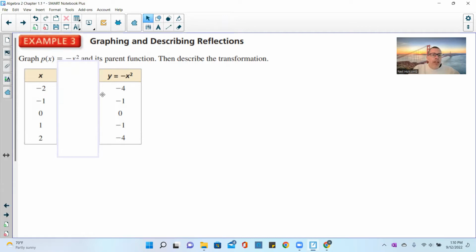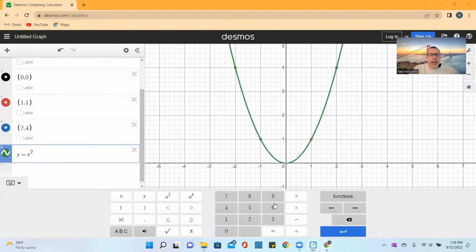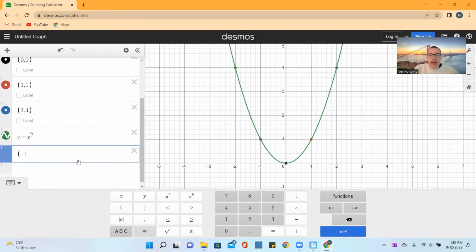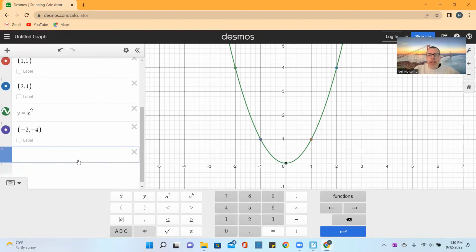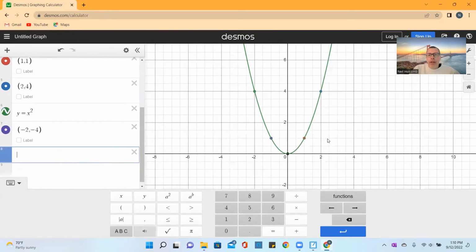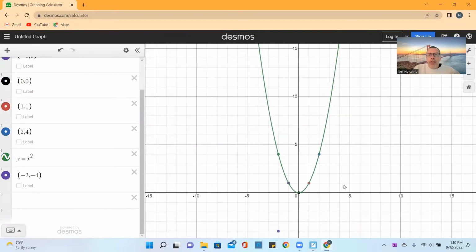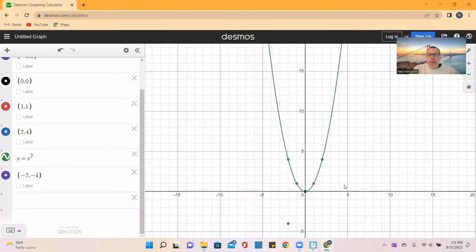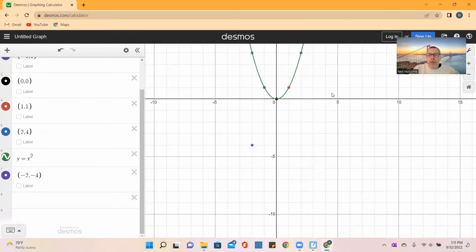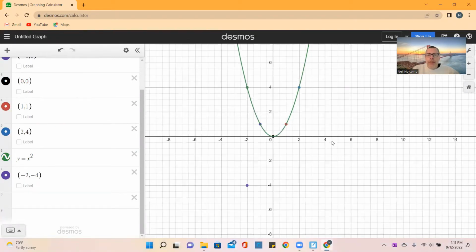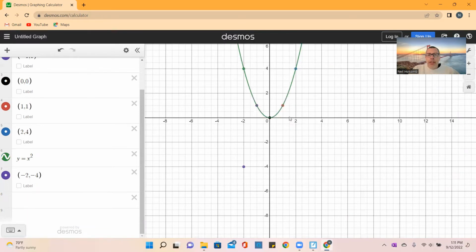So I'm going to plot -2, -4. So if I go back to Desmos and I plot -2, -4 and hit enter, I will have to zoom out here so I can see it. Okay, so let me get it so I can see all my points. We're only going up to 4, so I guess that'll work right there. Okay, right there. So here's -2, -4.